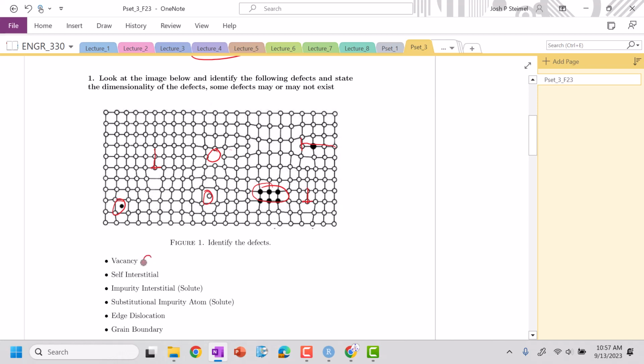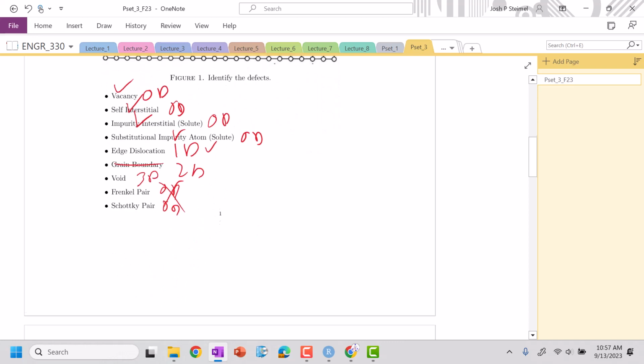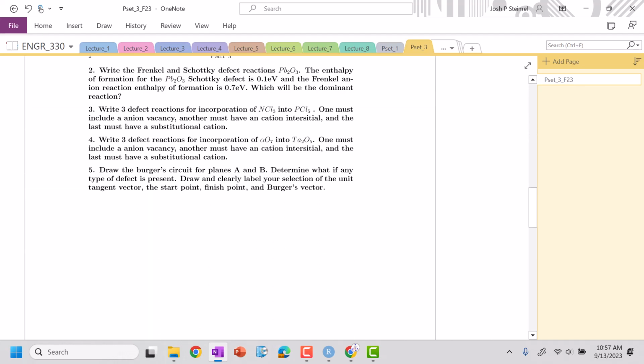So we found this 0D, 0D, 0D, 0D, edge dislocation 1D, and grain boundary. Not really here. So no grain boundary, even though that's 2D, 3D. Frenkel and Schottky pairs are 0D, but we don't have an ionic crystal. So there you go. That's number one.